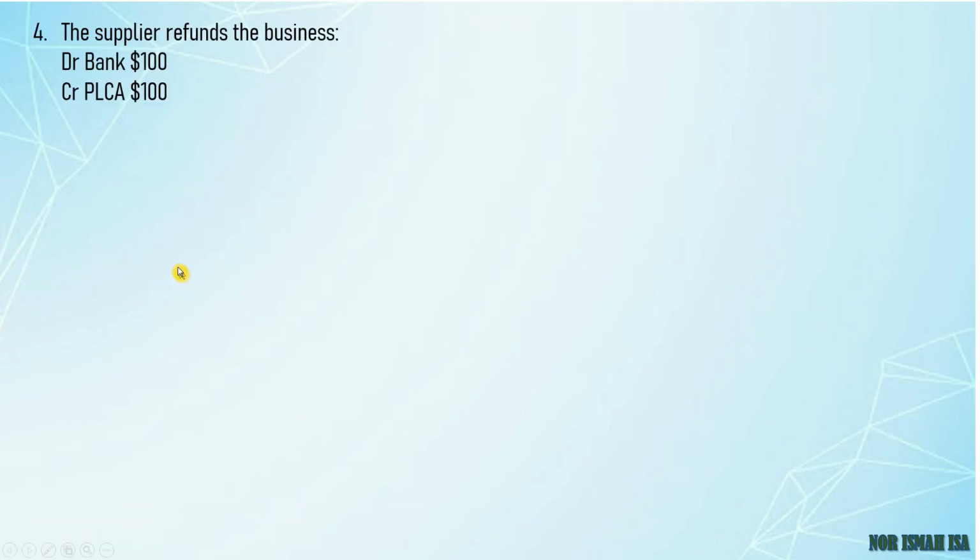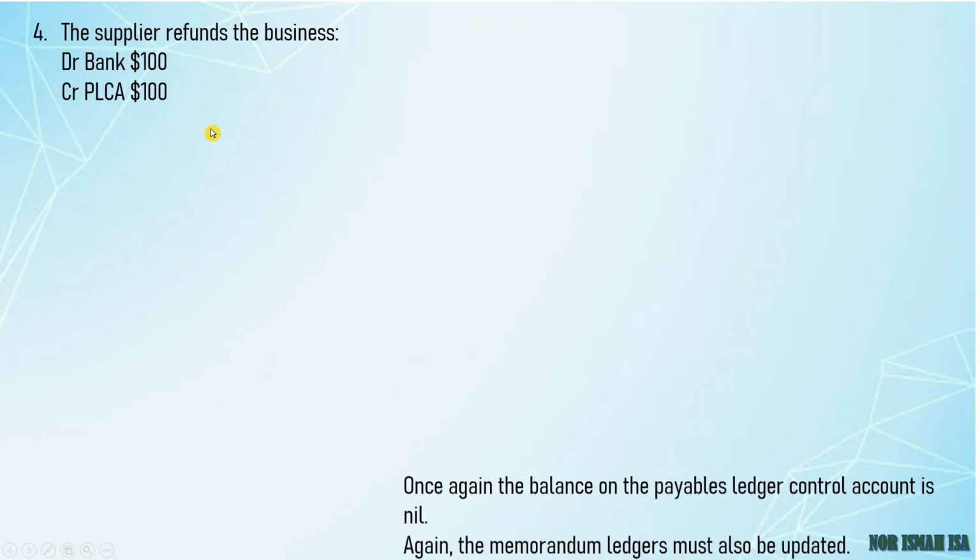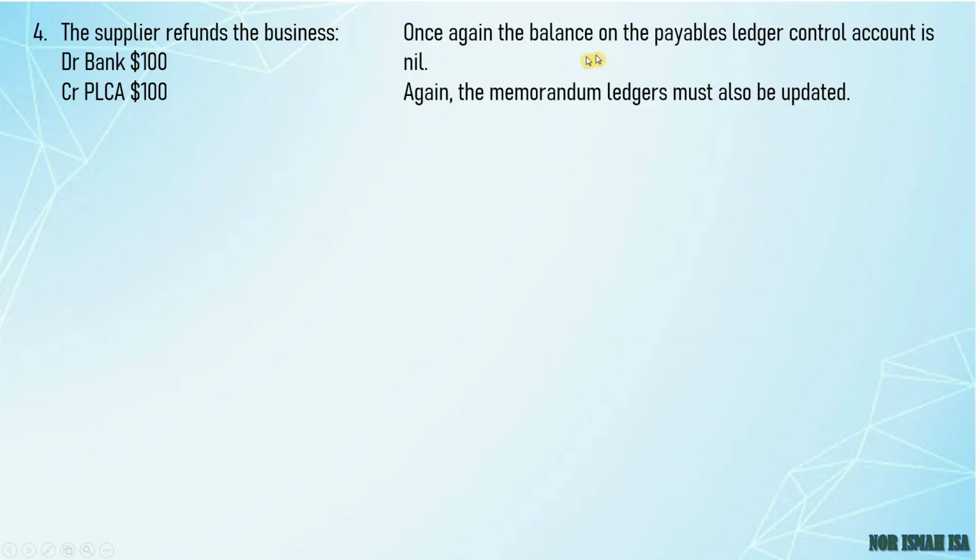So if the supplier refunds the business, it will debit bank, credit the payable ledger control account with $100. Once again, the balance on the payable ledger control account is 0. We previously had the debit balance. Again, the memorandum ledger must also be updated.